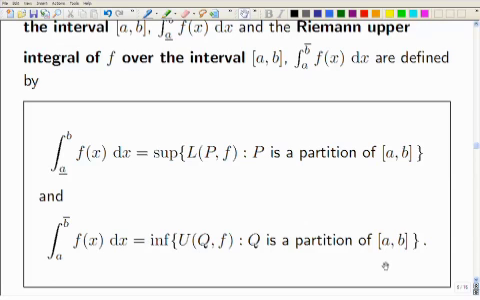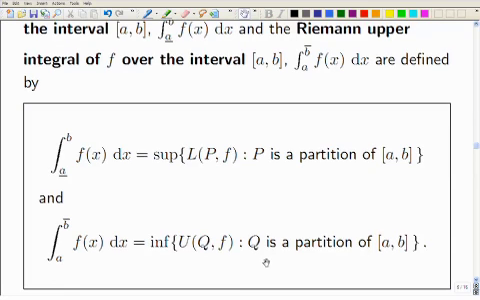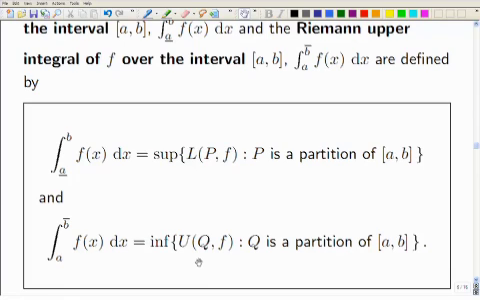You look at all the different partitions of AB, call them Q. For each of them, you get an estimate from above, U of QF, using rectangles. You don't expect to find a best possible estimate, but you can take the infimum of them all, and you get the Riemann upper integral, with that bar there showing that it's the Riemann upper integral.